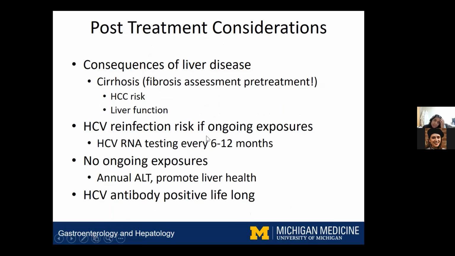And then some additional post-treatment monitoring expectations. So in patients with cirrhosis, they are at risk for liver cancer. They are at risk for other complications related to liver disease and need to be monitored in some ways, at least every 6 months. And if you have ongoing reinfection risk, do a Hep C RNA even after they've been treated and cured at least once a year, but 6 to 12 months in some of the other guidances. And if you have no ongoing exposure, an annual ALT and promoting liver health, minimizing excessive alcohol use is the promoting liver health here.